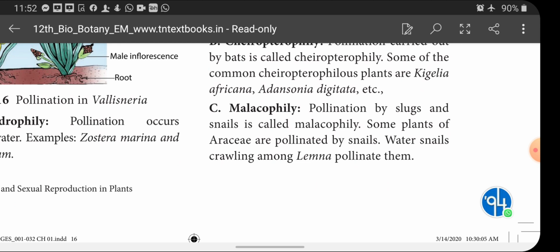So, what is meant by Malacophily? Pollination by slugs and snails is called Malacophily. Some plants of Araceae are pollinated by snails. Water snails crawling among Lemna pollinate them.